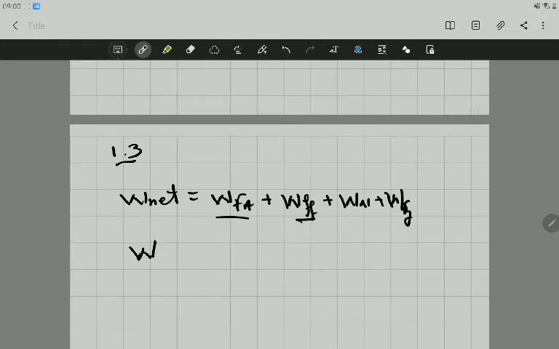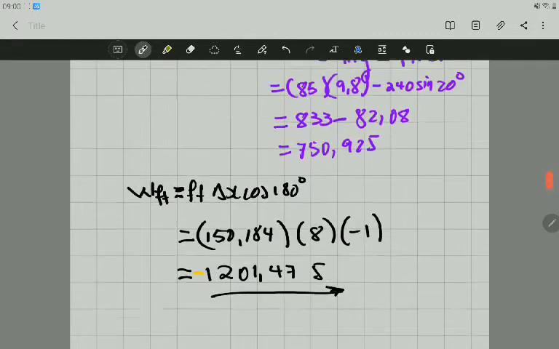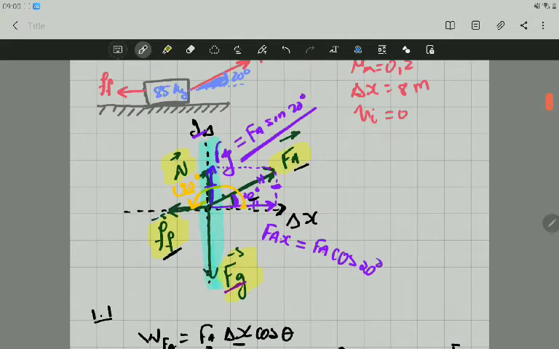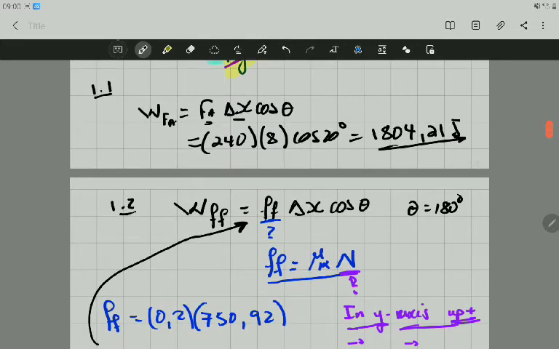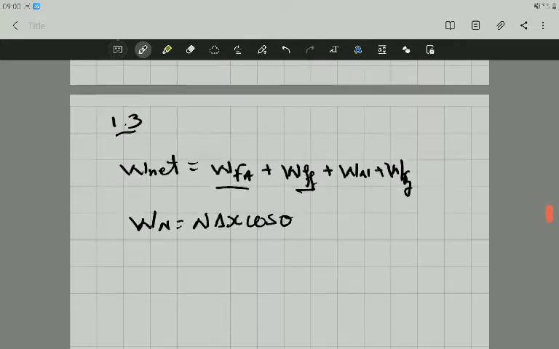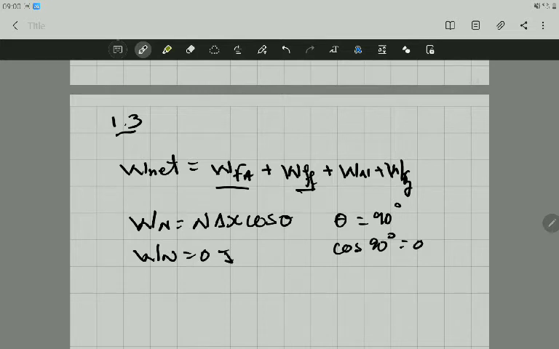So the work done by normal is equal to normal multiplied by displacement multiplied by the cosine of theta. Now, what is theta? If you go to the free body diagram, you can see that the normal is straight up, vertical, and the displacement is horizontal. The angle between the normal and the displacement is 90 degrees. So I'm going to write here theta is equal to 90 degrees. And remember that cosine of 90 degrees is equal to 0. Therefore, the work done by normal force is equal to 0 joules.